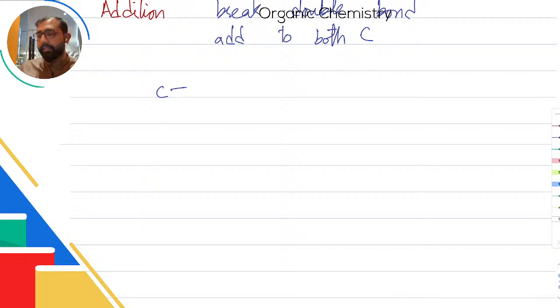This is something with a double bond. This is something with just a single bond. I cannot do addition on the second compound because it doesn't have a double bond. For addition, I need to break the double bond. Okay, that's one. If I react this with chlorine, and if I react this with chlorine, what will happen?